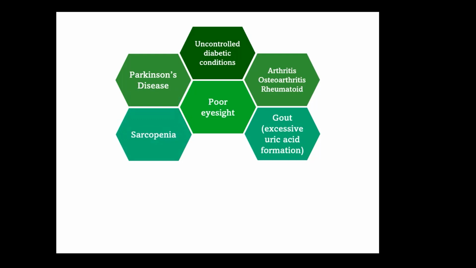Sarcopenia is a loss of muscle mass. When we reach the age of 30, our muscle mass will naturally decrease by 3 to 5% every 10 years. If we do not exercise and have sufficient protein intake, our muscle mass will be lost much faster. Women aged between 56 to 75 need muscle mass of 27 to 30%, and men of the same age will need about 32 to 35% of muscle mass.